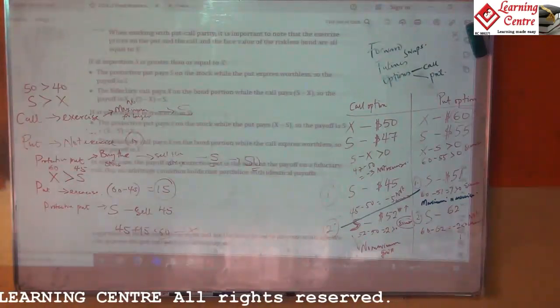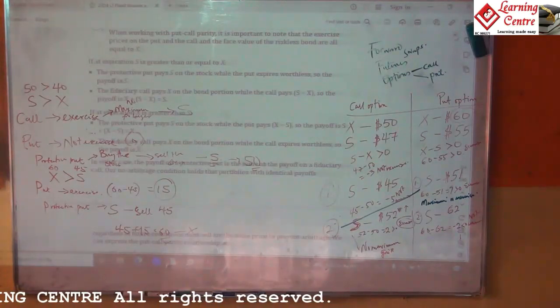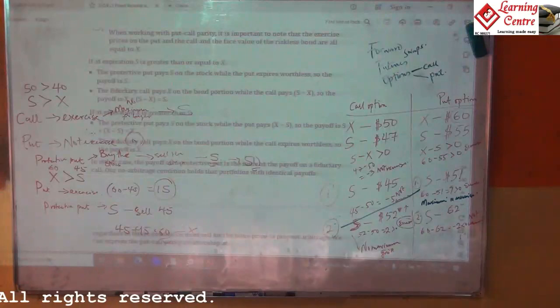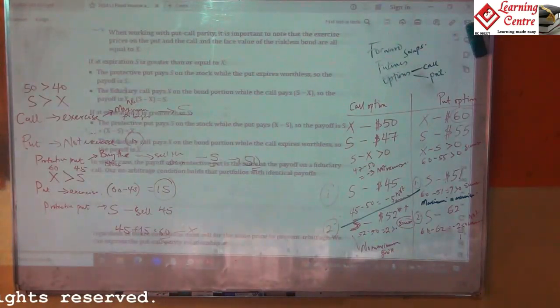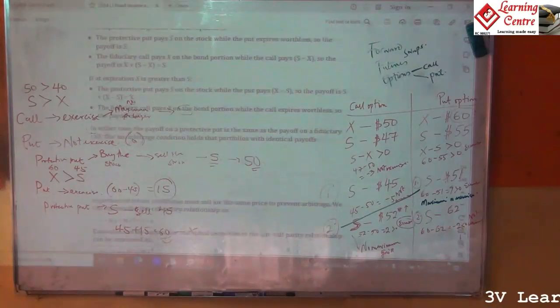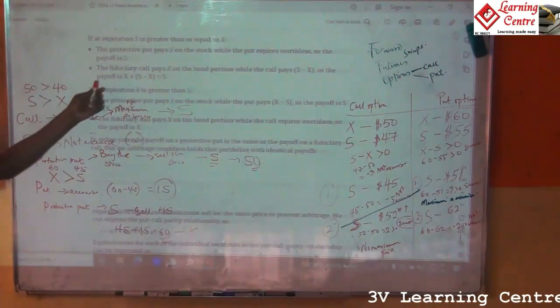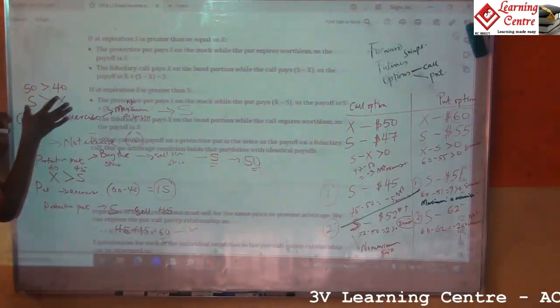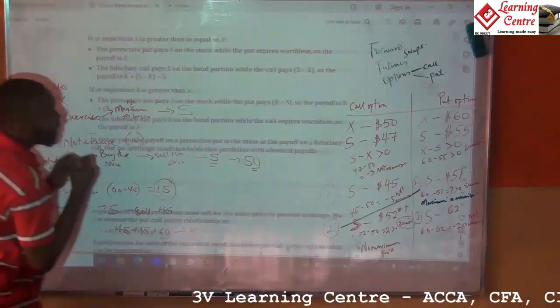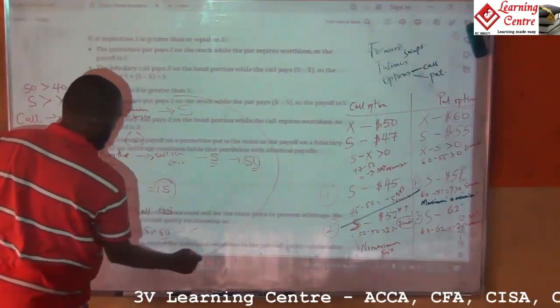Now, let me explain the call. Basically the same concept. Now, for the call, it's just basically the opposite. So for the call, which is this same scenario, S is greater than X. Now, for the call, am I going to exercise or not?